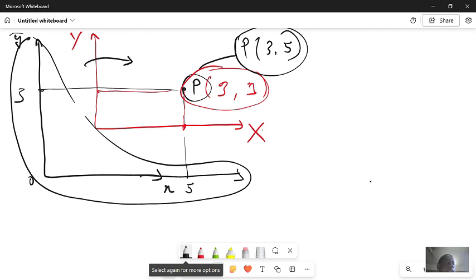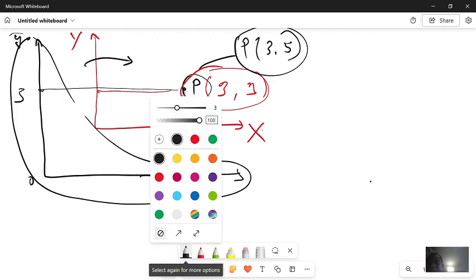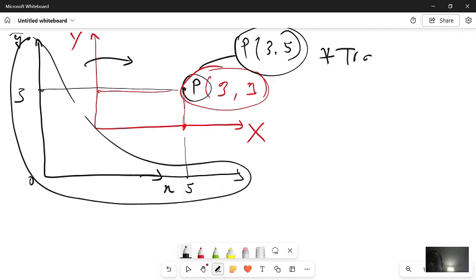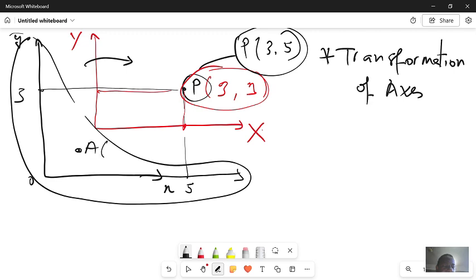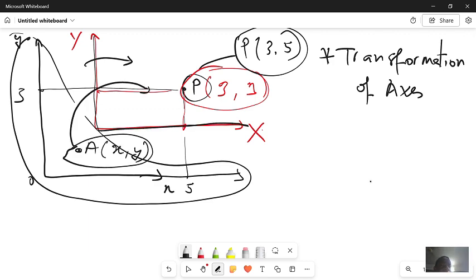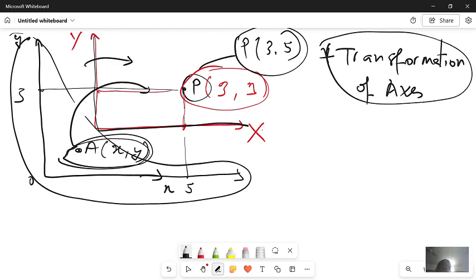Now we'll see transformation of axis. When we talk about transformation of axis, if I have any point here, let's say, for example, point A, which has coordinates x, y, I can find its corresponding coordinate in the new plane, capital X and capital Y. That we call the transformation of the axis.